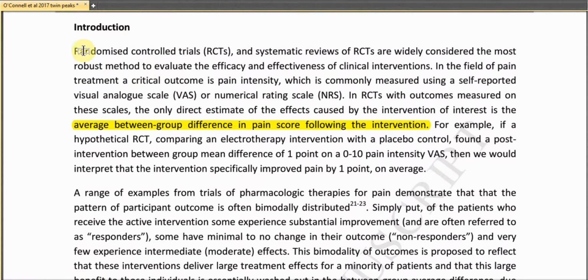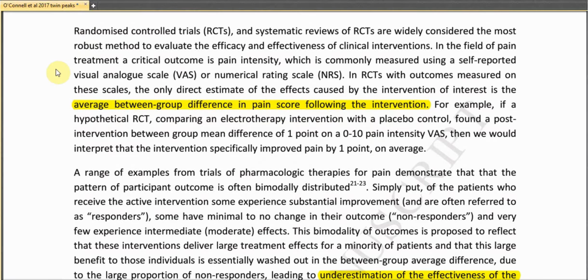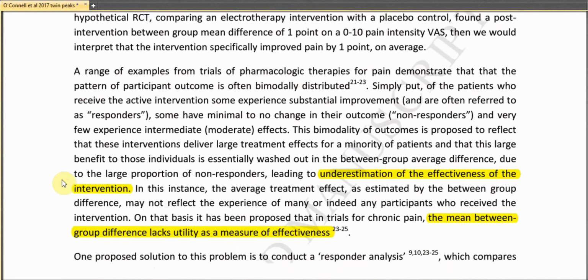The authors set up the reason they're doing this study by saying that, of course, something we all know is that when you do an RCT, you compare two groups together. So say exercise versus usual care, that kind of thing. And in order to tell the difference between the two groups, you basically take the mean, the average. So that's fair enough. We're all familiar with that.